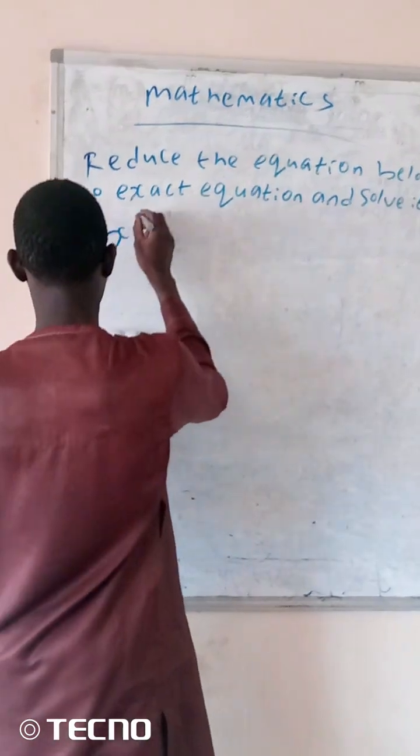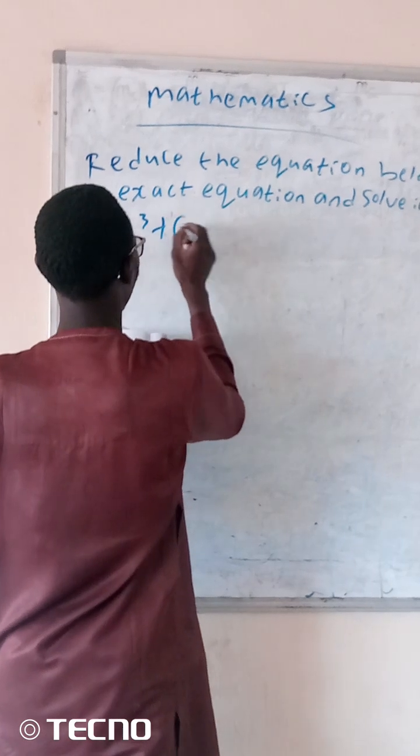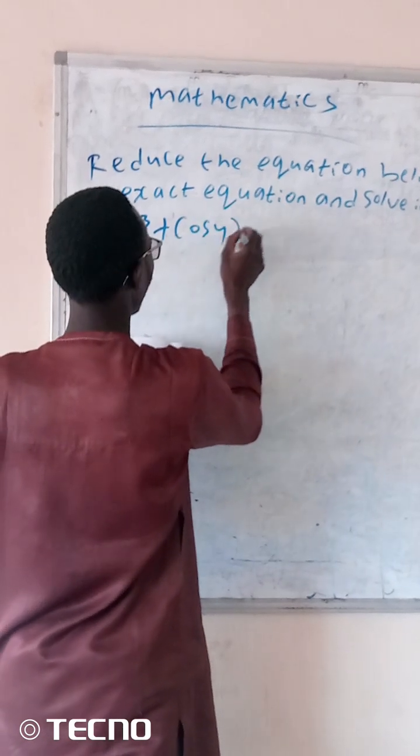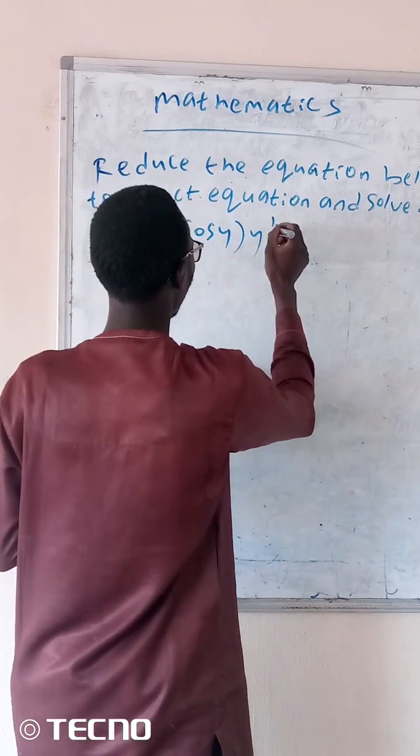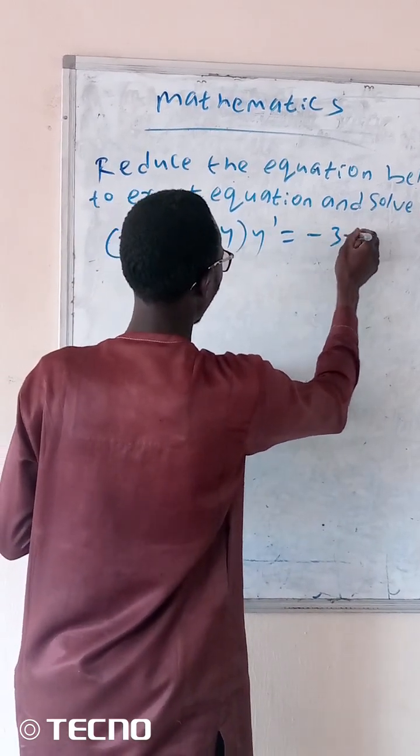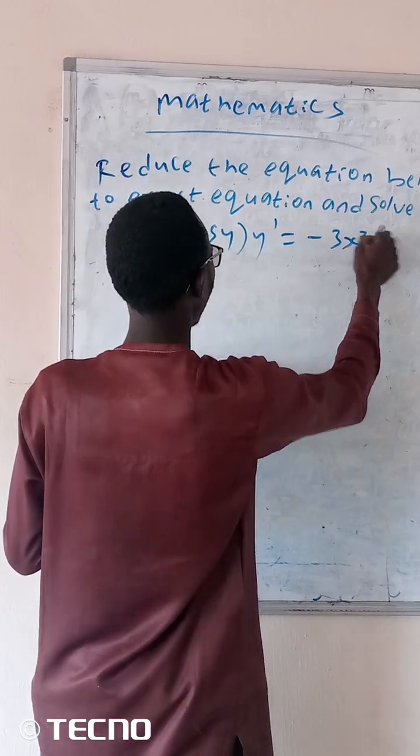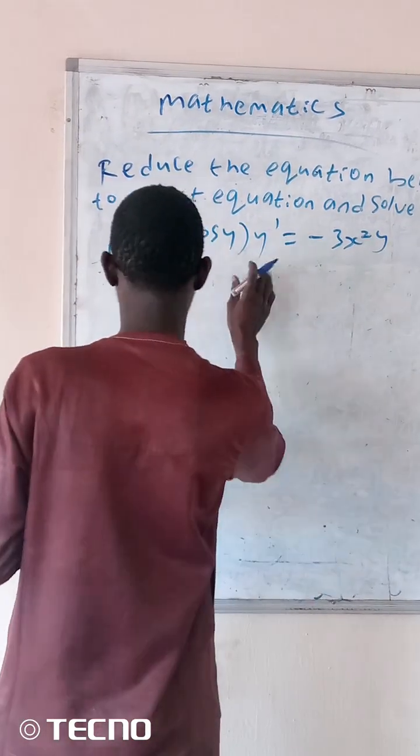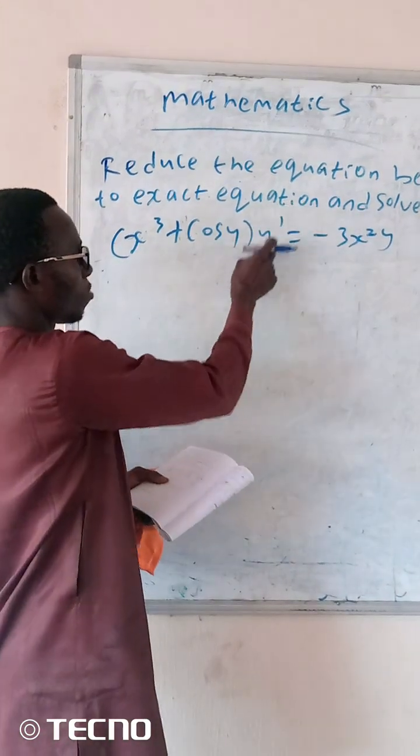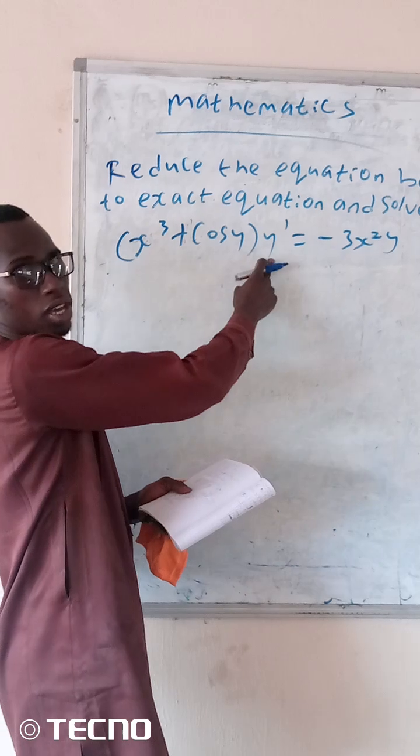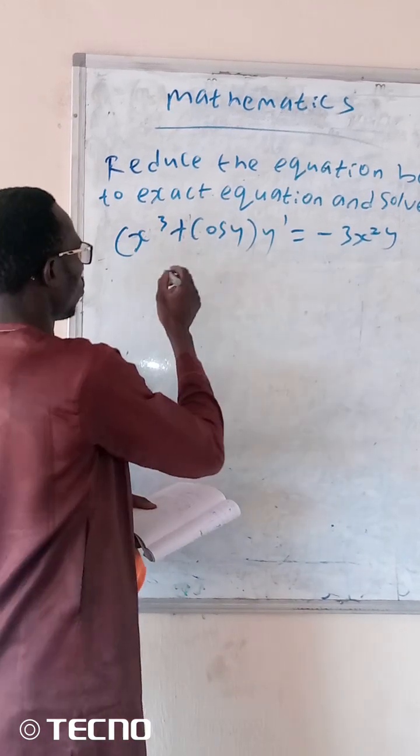You have x raised to the power 3 plus cos y, dy/dx equals minus 3x squared y. So this one means what? The differentiation of y with respect to x. So okay, solution.